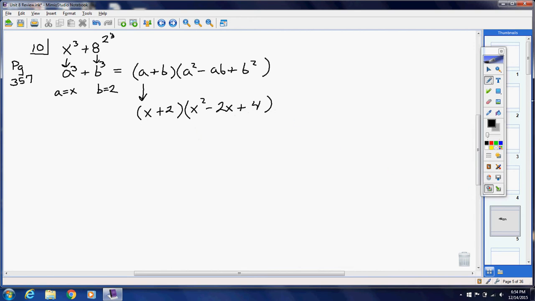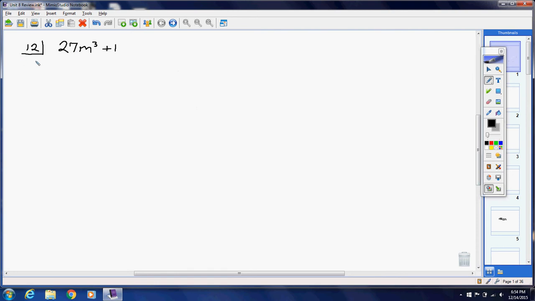Let's take a look at another one here. Number 12. We've got 27m cubed plus 1. Well, 27m cubed: we know the cube root of 27 is 3, and the cube root of m cubed is just m. If we multiply 3m times itself 3 times, we get 27m cubed. So I'm going to write it that way. And we also know that 1 cubed is still just 1. And I'm relating this to our sum of cubes.